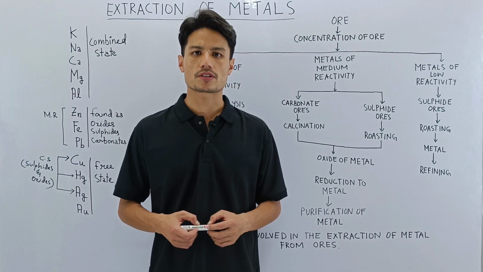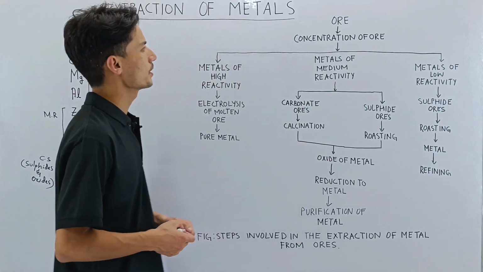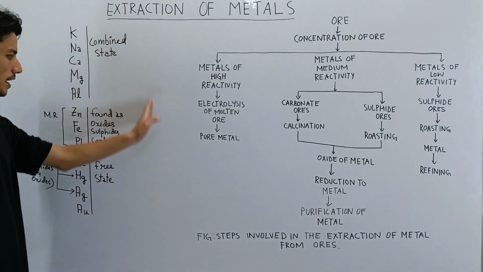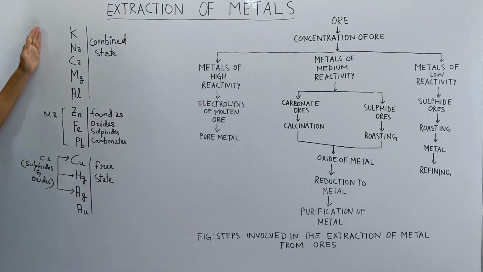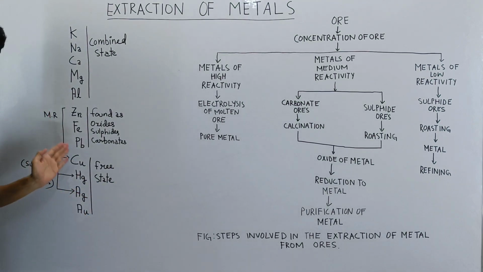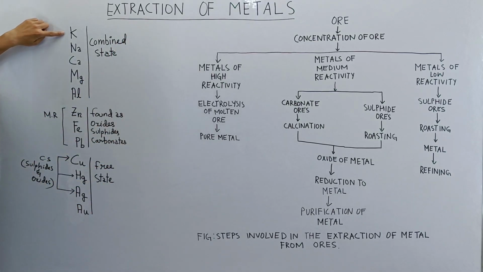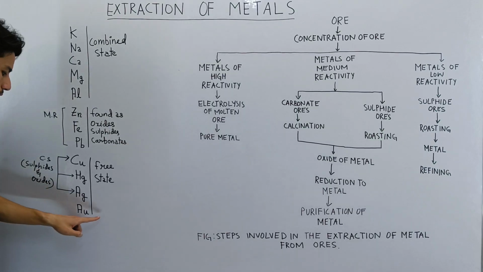The next topic is extraction of metals. I have already drawn the diagram here, so let me explain to you. We'll start with this diagram first. This is the reactivity series of metals, which I have told you to remember. We have the most reactive metal here, which is sodium, and the least reactive metal, which is gold.